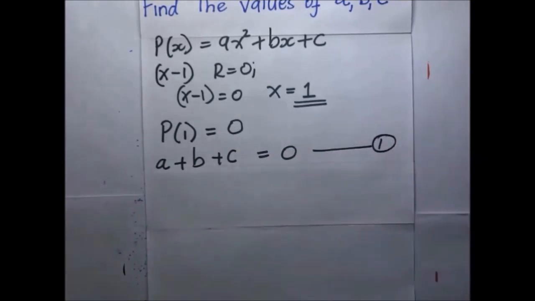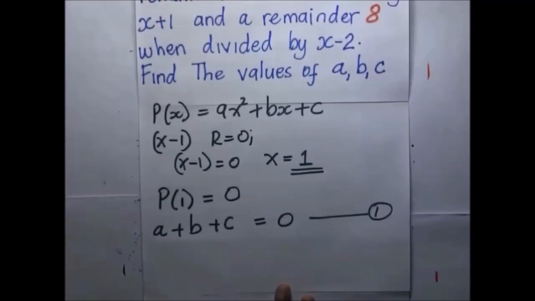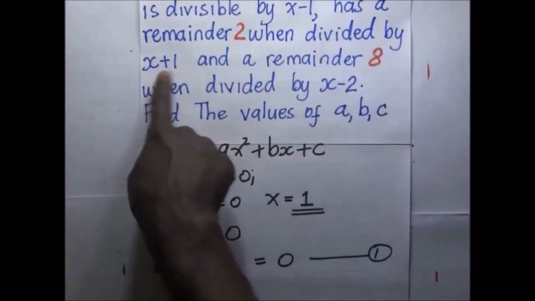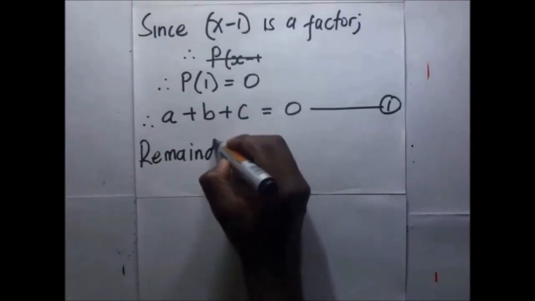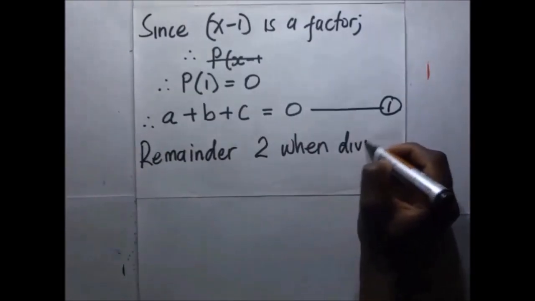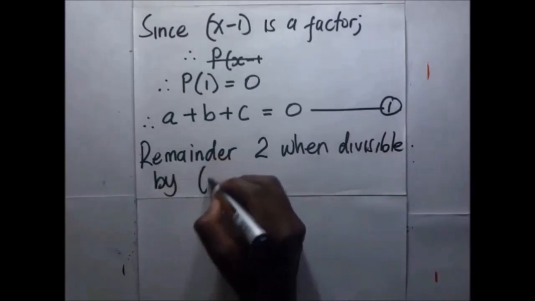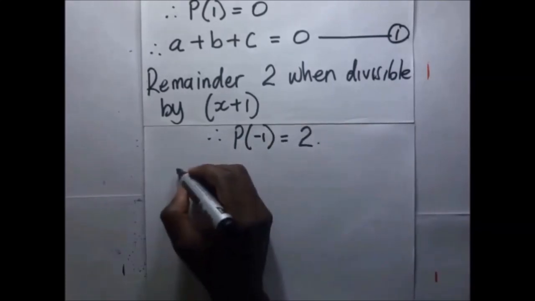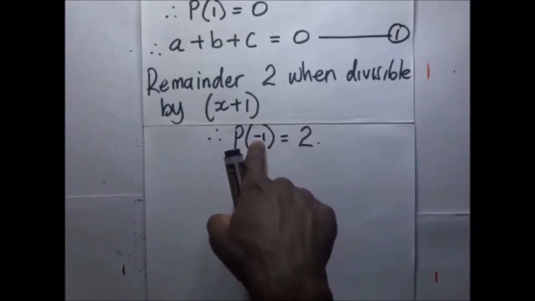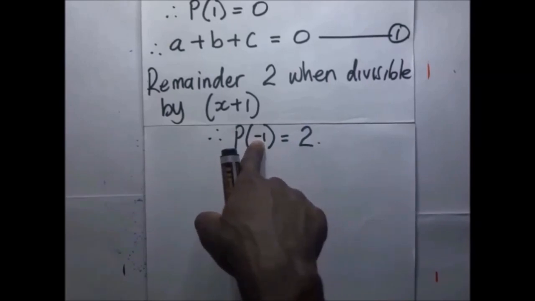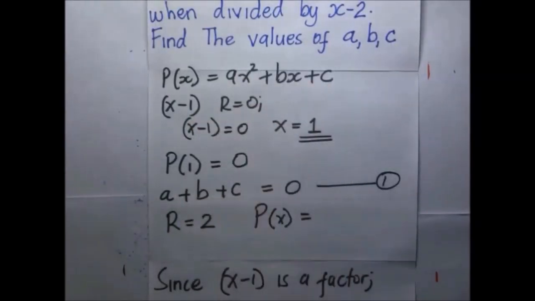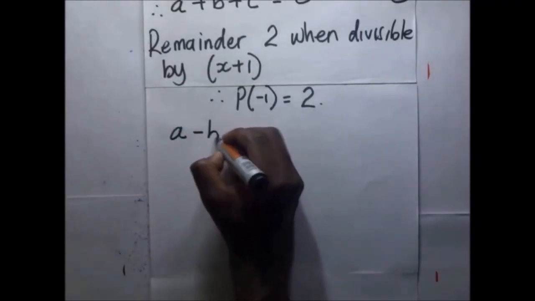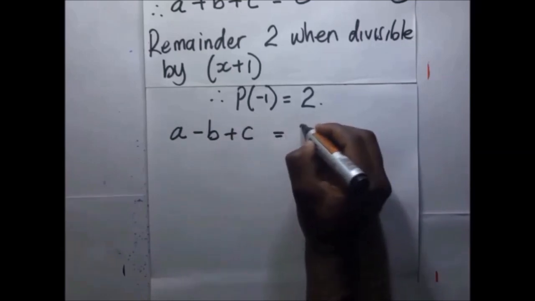That's our first equation. Then, in the second part of the question, they are telling us that it has a remainder 2 when divided by x plus 1. And so meaning that if we are to substitute our negative 1 into that expression ax squared plus bx plus c, then our second equation becomes a minus b plus c is going to give us 2.